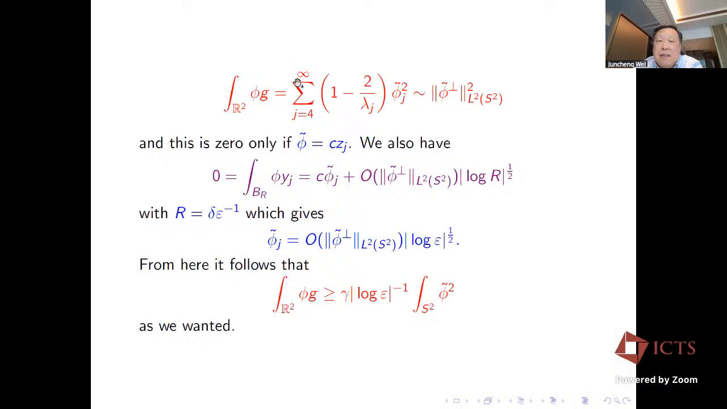you can have a spectrum decomposition of phi times g, and because your phi is orthogonal to the first two, the translation and the scaling, and the rotation and the scaling, phi is orthogonal to the first eigenfunction. So your lambda j actually starts from 4. Okay, starts from 4. So this will be a positive number, and from this we get the Poincaré estimate. Okay, so we lose some log.